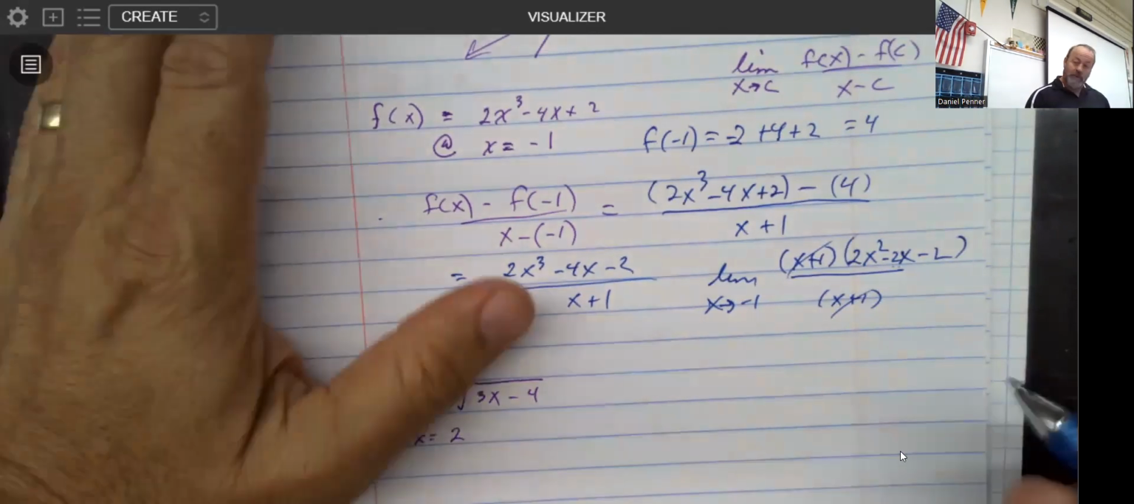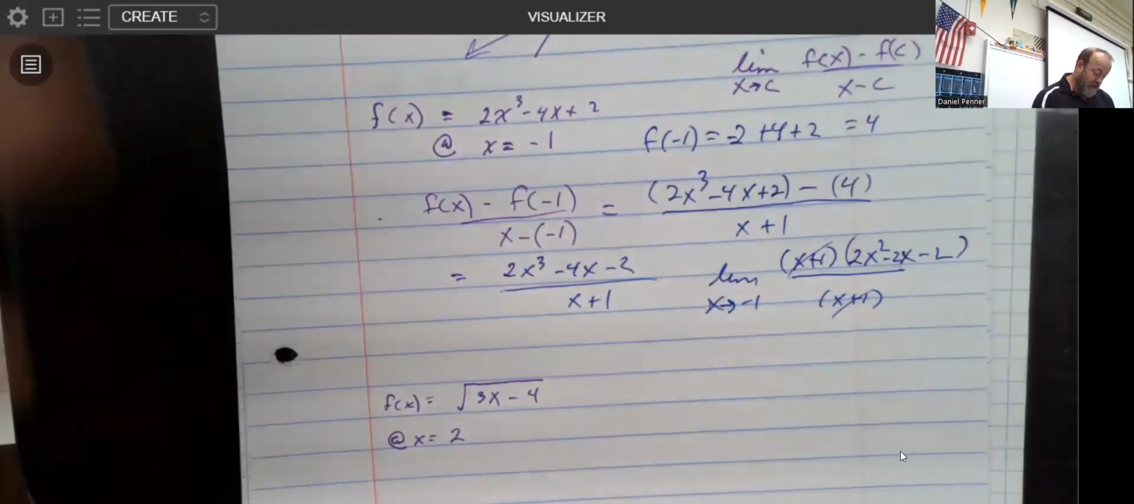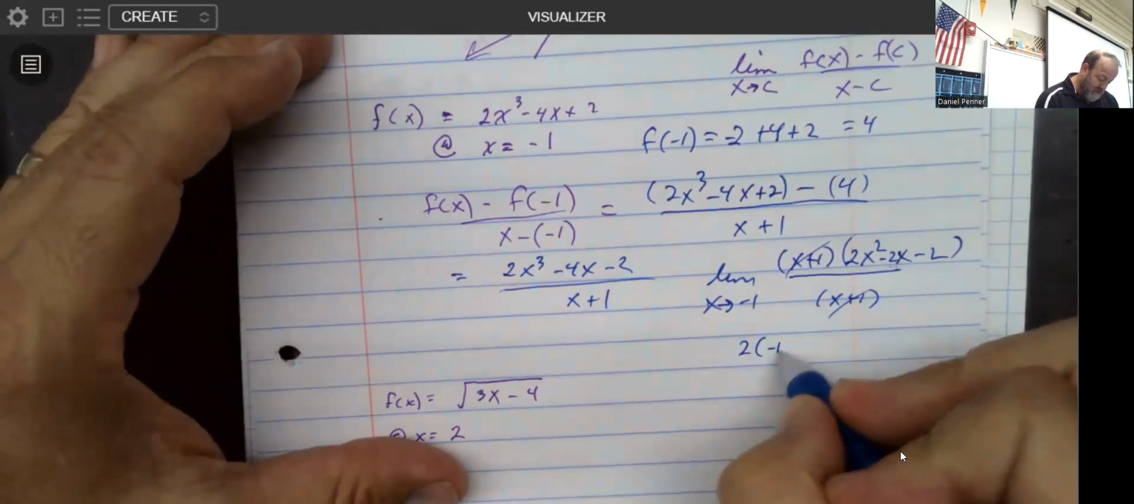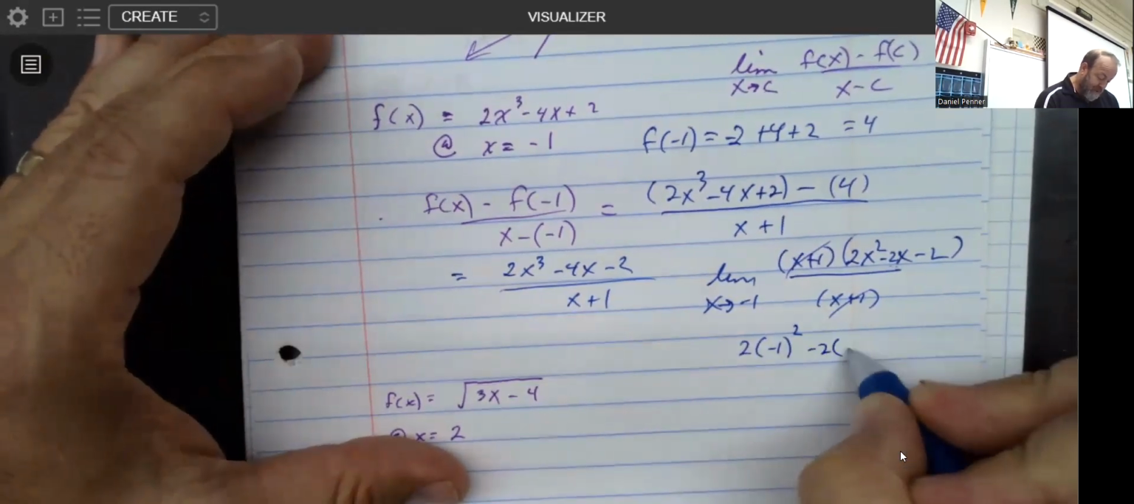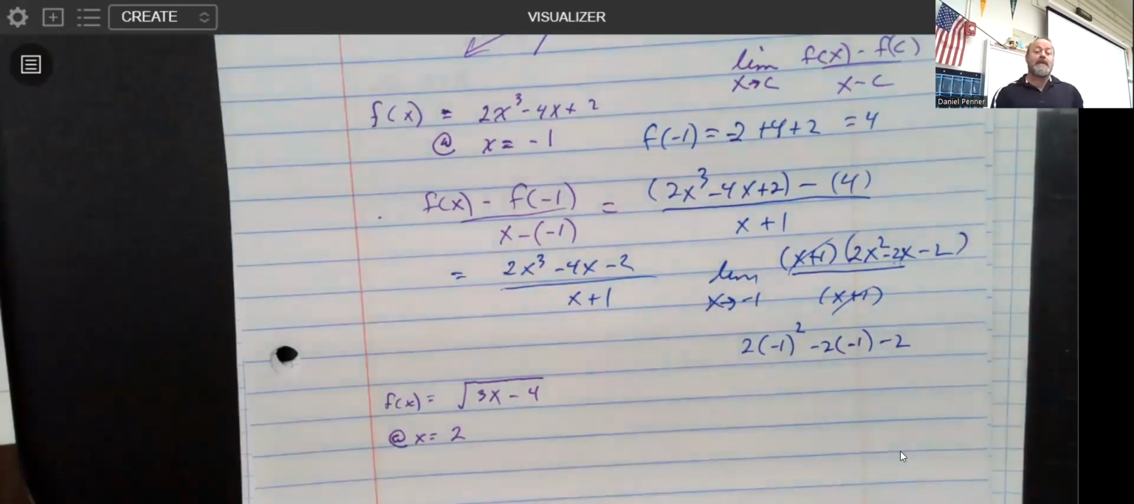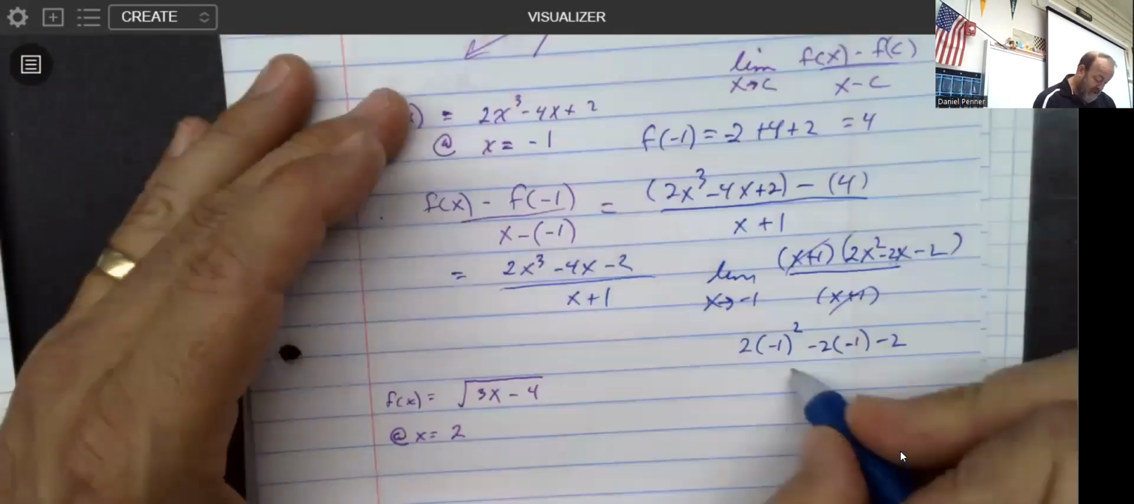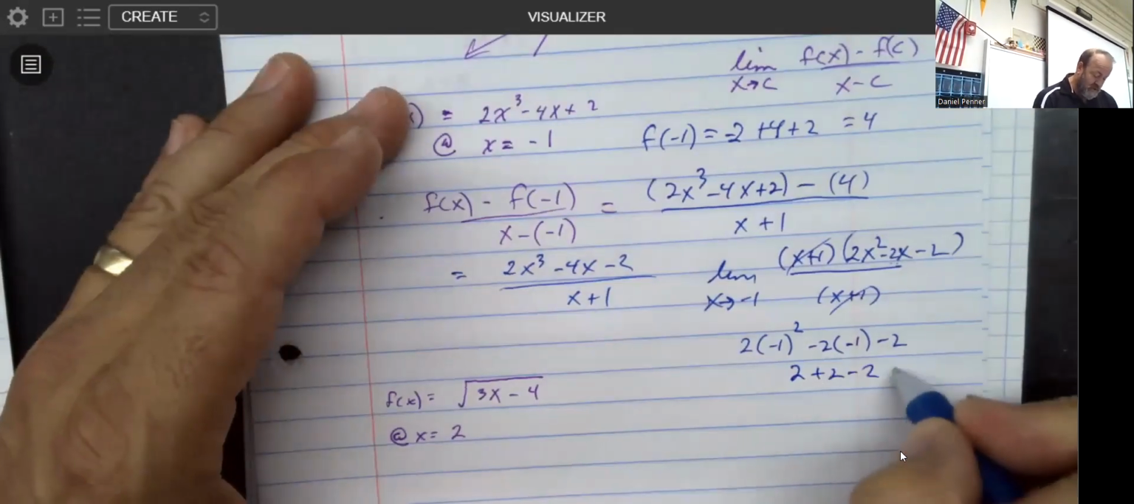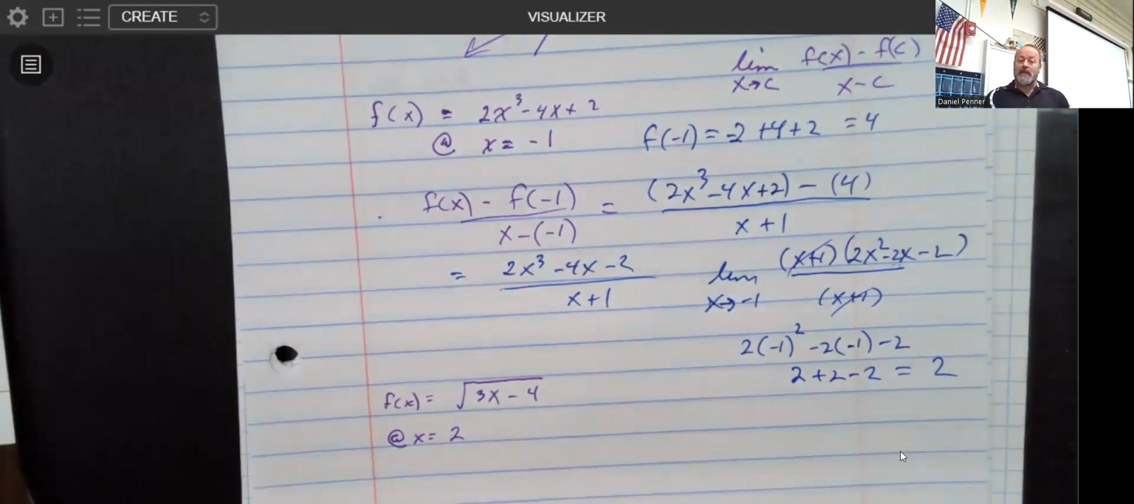And so as I get super duper close to -1, then I'd have 2 times -1 squared. Now remember, that's one of the rules of limits: go ahead and plug in the number and see what you get. And since we made those values disappear, we actually can, in fact, do that. And so I found that the slope of that particular tangent line would be 2 around that value.